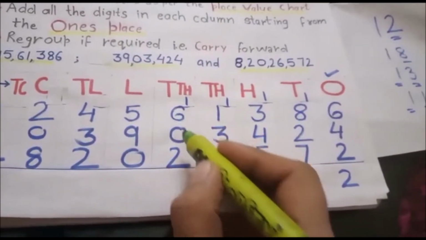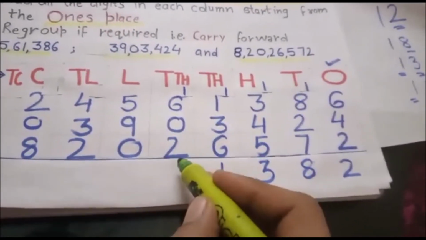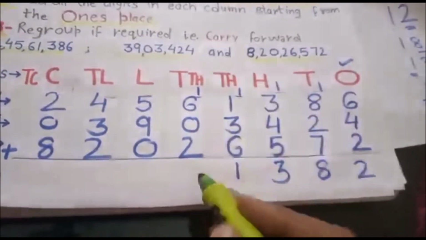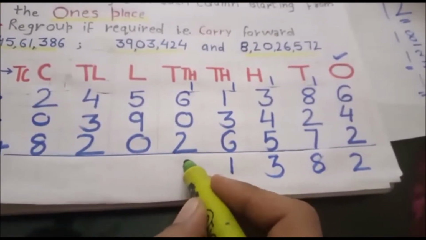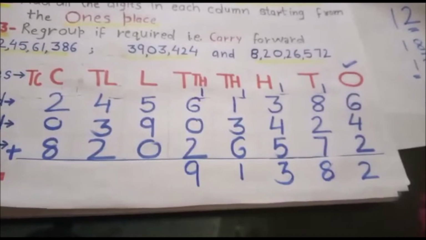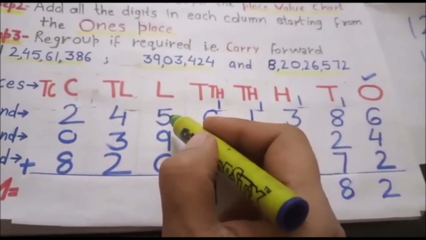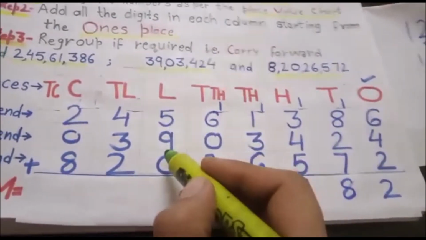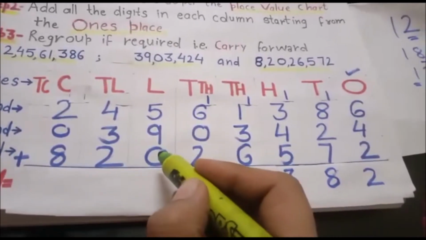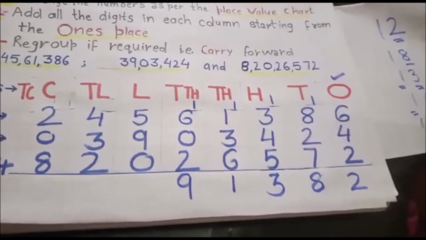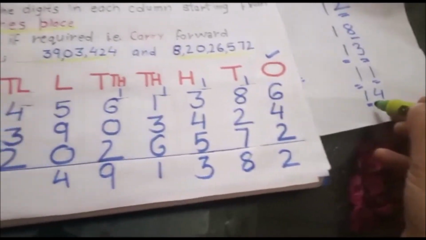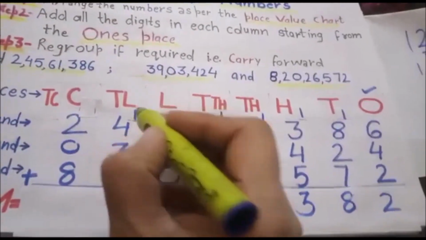Then again 6 plus 0 is 6, 6 plus 2 is 8 and 8 plus 1 is 9. So 9 is a 1-digit number, no problem, it will be written here. Again 5 plus 9 is 14, again a 2-digit number, so the unit place digit 4 will be written here and 1 in tens place will be carried forward here.